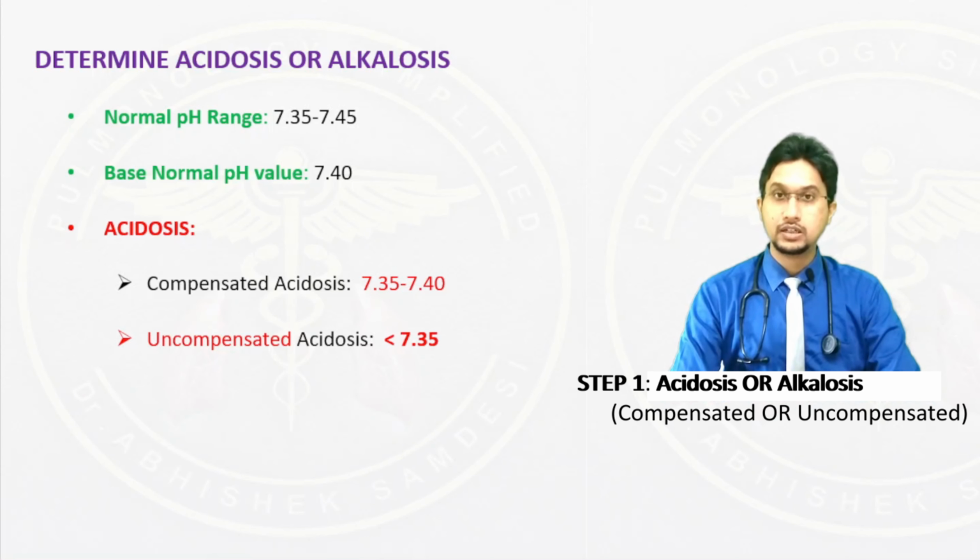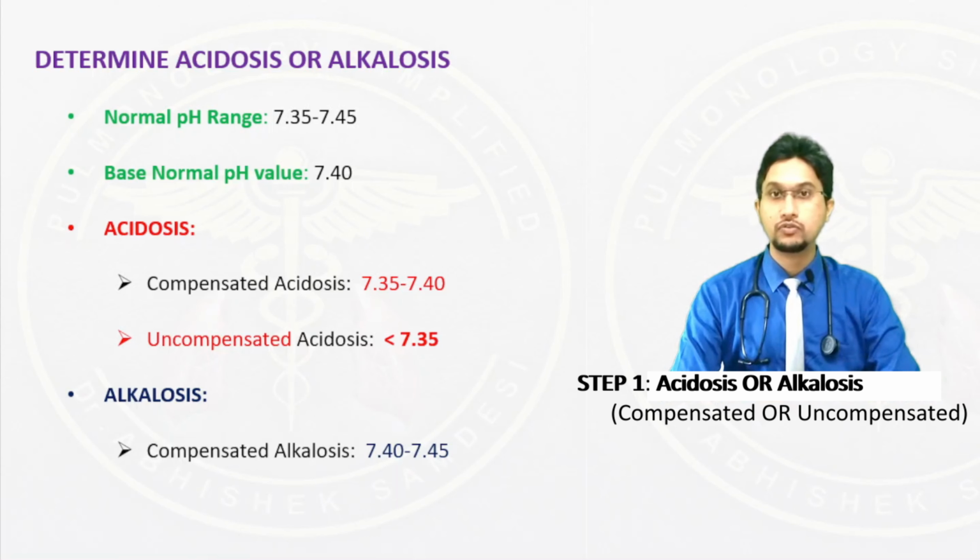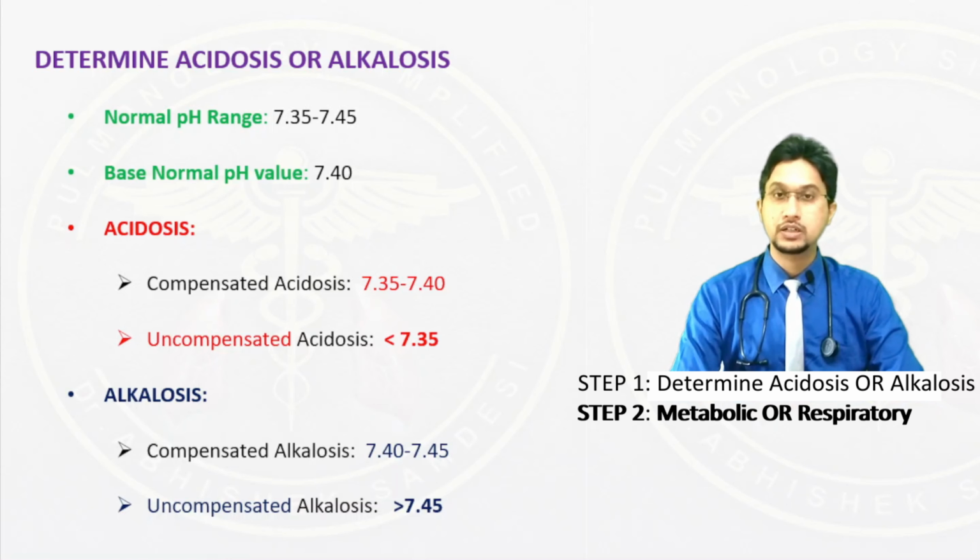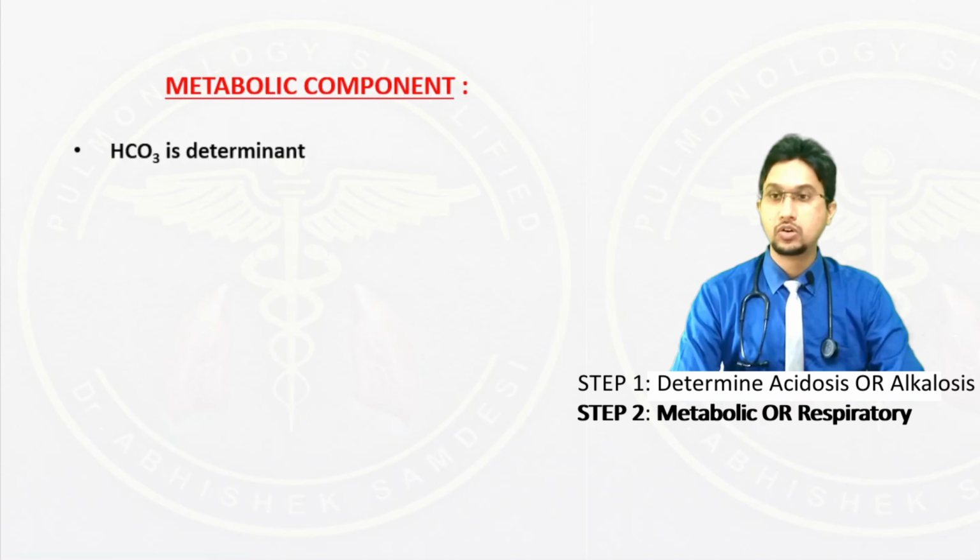Similarly, we have alkalosis. In alkalosis, we call it compensated alkalosis when the pH is within the range of 7.40 to 7.45. We call it uncompensated alkalosis when the pH is more than 7.45. So this is the determination whether it is acidosis or alkalosis. Next, we will discuss regarding the two aspects. Is it metabolic or respiratory component? So let us discuss regarding the metabolic component.